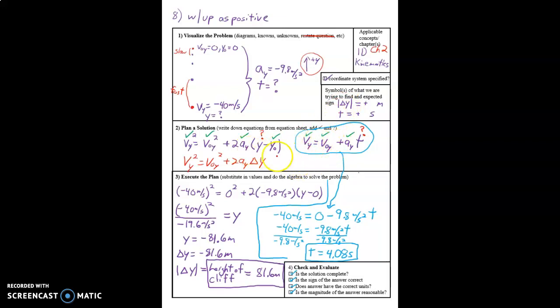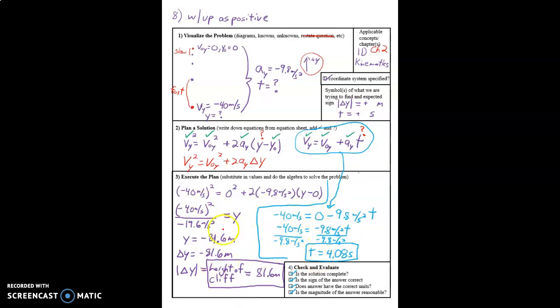So I've got my plan, and then I execute the plan. The one thing I would keep in mind if you're entering this into your calculator is you need to enter parenthesis minus 40 parenthesis squared. If you just type in negative 40 and then square it and then divide by negative 19.6, you're going to get a positive number. And y should be a negative number here. If you're starting with this as 0, you should get a negative number for your y. So just be careful entering that into your calculator. The rest is pretty straightforward.